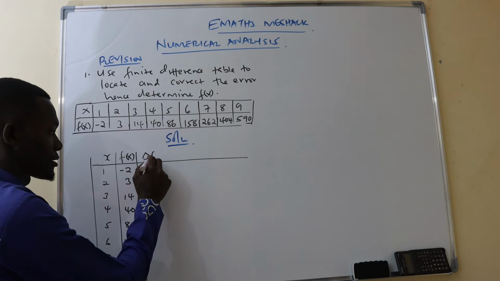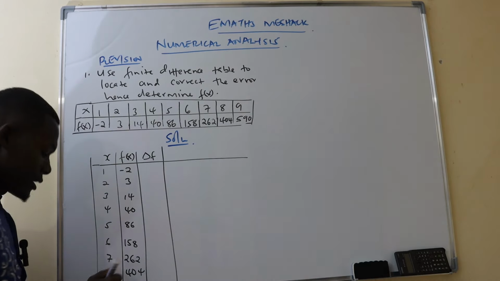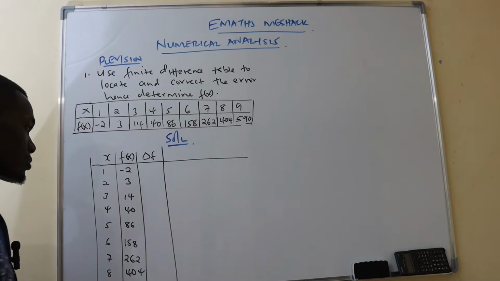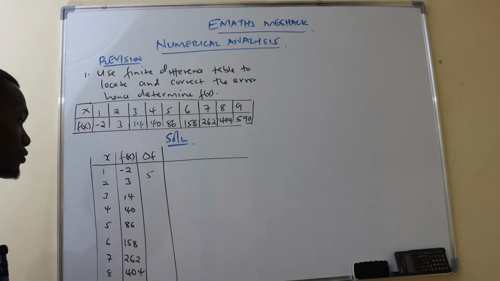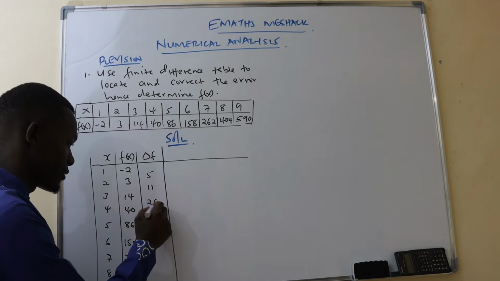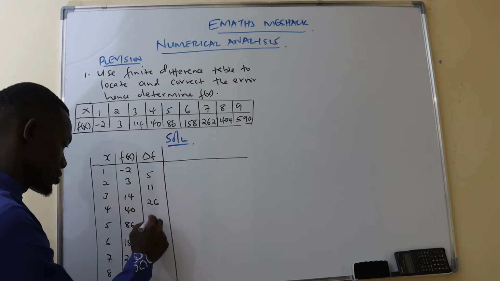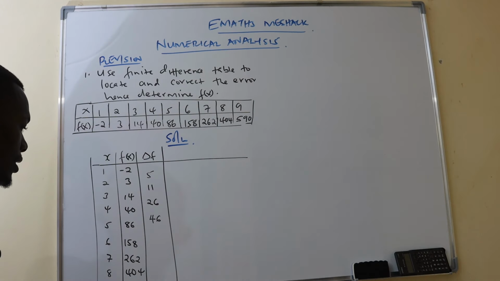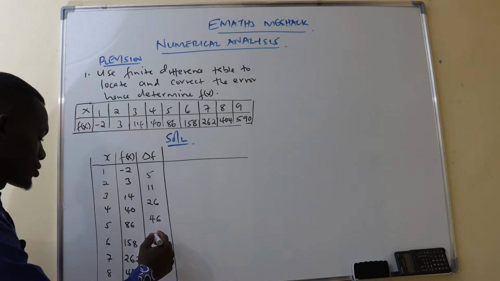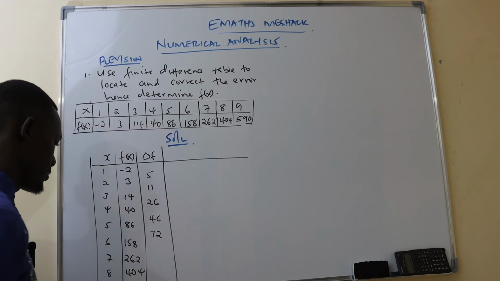So we're going to find the differences, starting with the first difference. 3 minus -2 gives us 5. Then 14 minus 3 gives us 11. Then 40 minus 14 gives us 26. Then 86 minus 40 gives us 46. Then 158 minus 86 gives us 72.